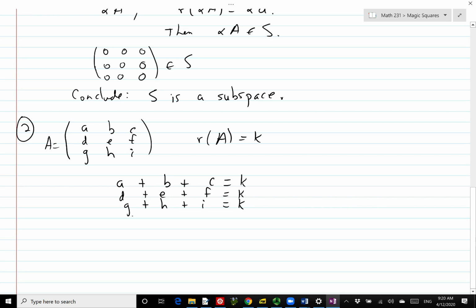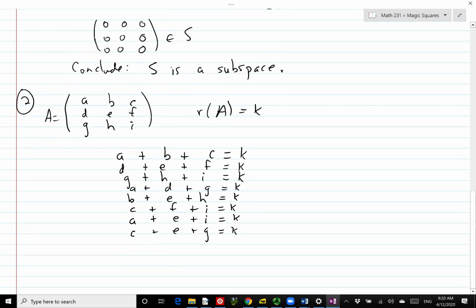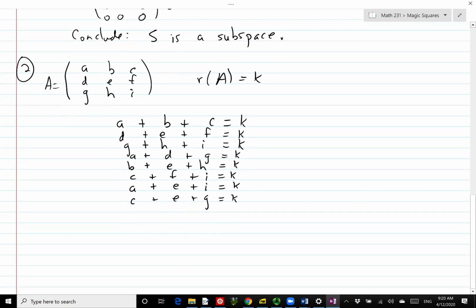The three columns will be A plus D plus G, B plus E plus H, C plus F plus I, and then the diagonals, A plus E plus I, and C plus E plus G. So we have these 8 sets of equations because there's 3 rows, 3 columns, 2 diagonals.